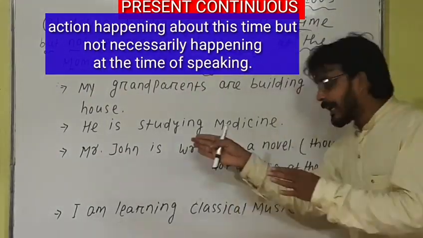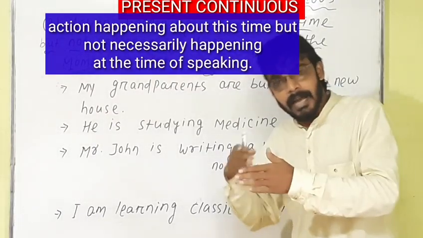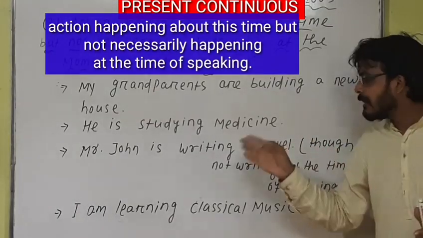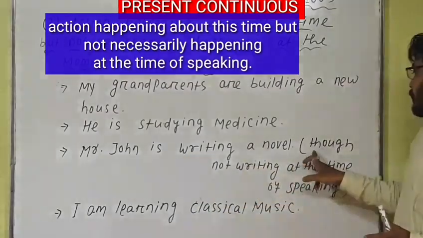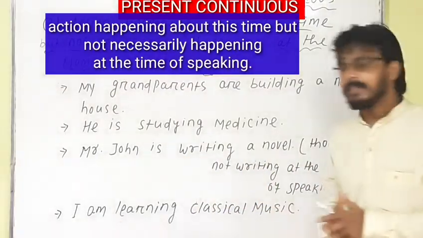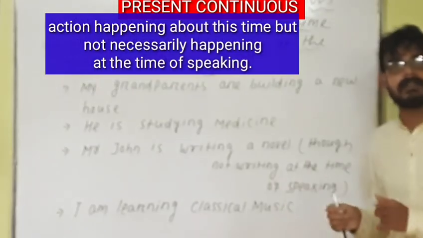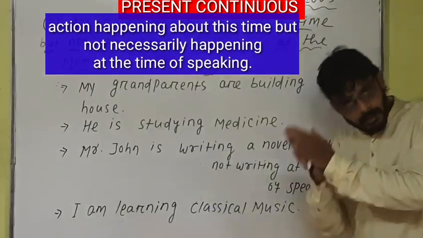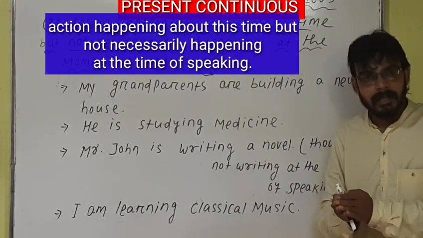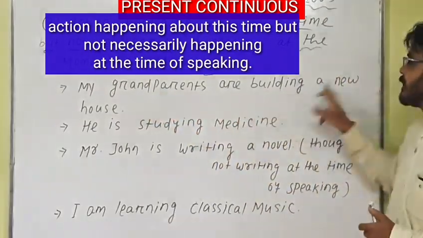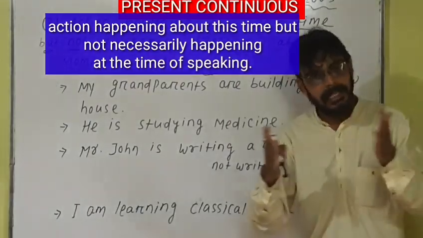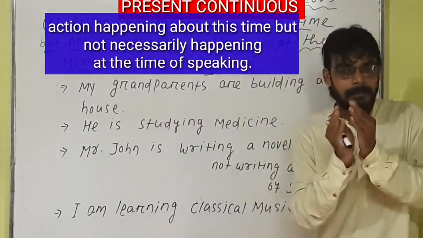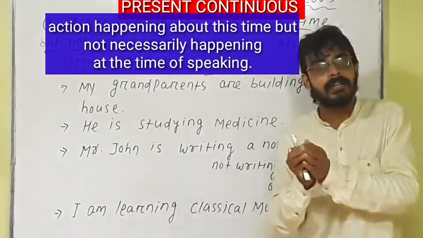This action is going on, but it is not happening at the time of speaking. Mr. John is not spending all 24 hours in writing. Though he is not writing at the time of speaking, it will take some time, maybe 2 or 3 months, maybe 4 or 5 months. The action is still going on and may not be happening at the time of speaking. Then next, my grandparents are building a new house. Building a house will take more days. The action is going on. It may have started in the past and it is still continuing.